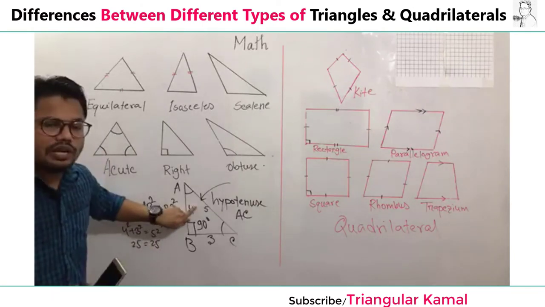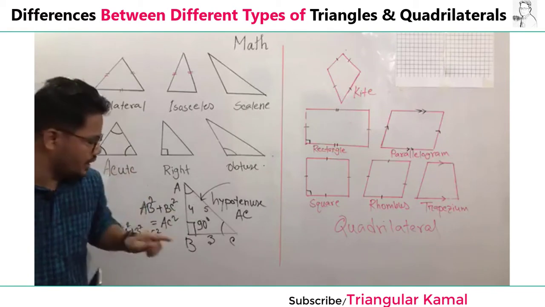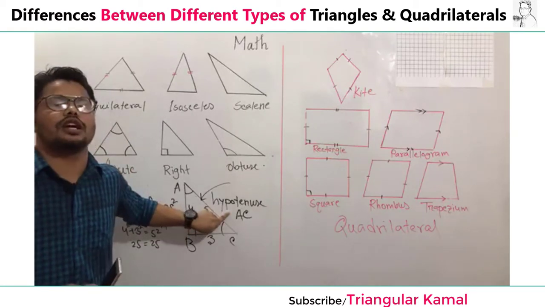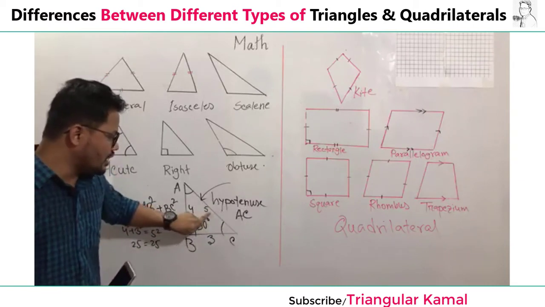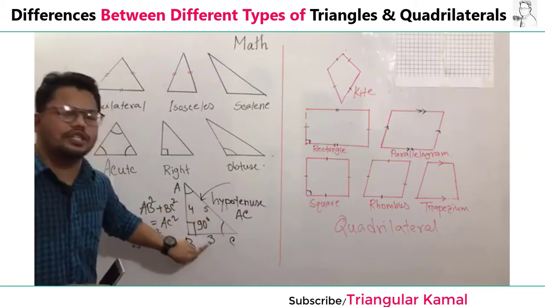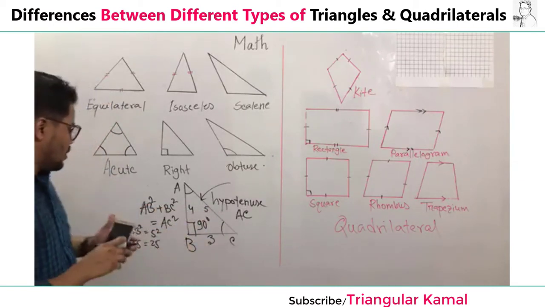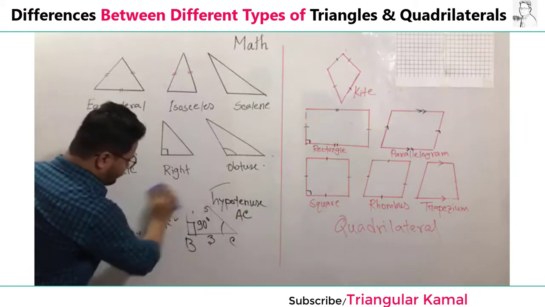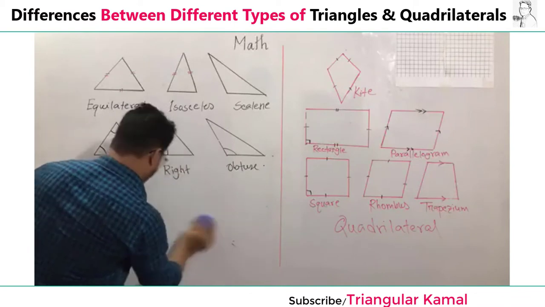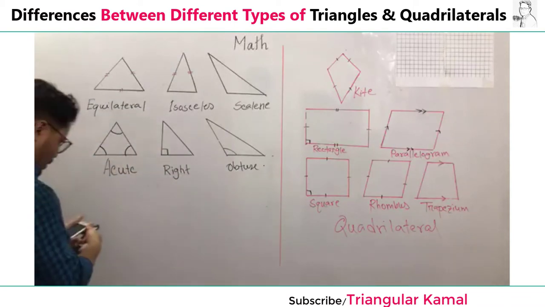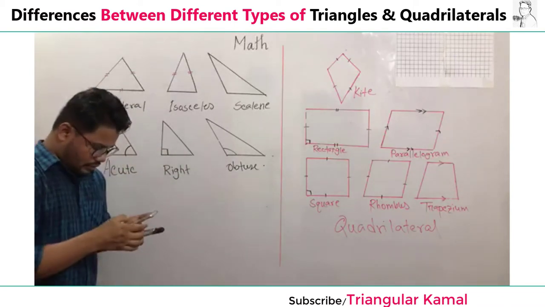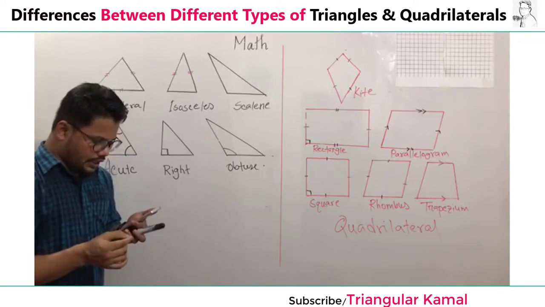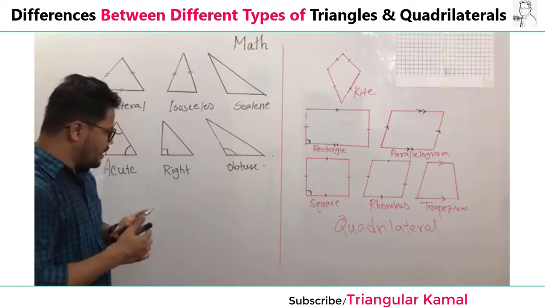So this is a special character of a right angle triangle: the side opposite the right angle is called the hypotenuse, and the hypotenuse square is the sum of the squares of the other two sides in measure. Another characteristic is that the sum of the interior angles of a triangle is 180 degrees.